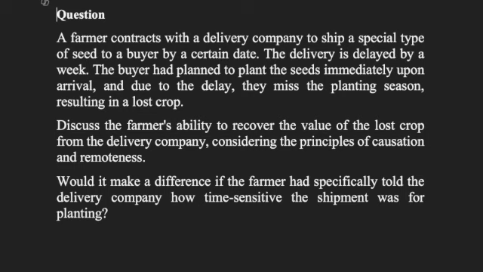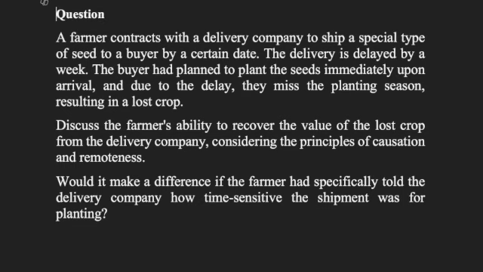A critical deadline. Very critical. But the delivery company is delayed by a week. Oh, dear. Because of that 1-week delay, the buyer misses the narrow planting window for these seeds entirely. The whole potential crop for that season is lost. Wow, big loss from a 1-week delay. So the question is, can the farmer sue the delivery company and recover the full value of that lost crop? And there's a twist, isn't there? Yes. Does it change things if the farmer specifically told the delivery company, when they made the contract, just how crucial that delivery date was for planting and the risk of losing the crop?